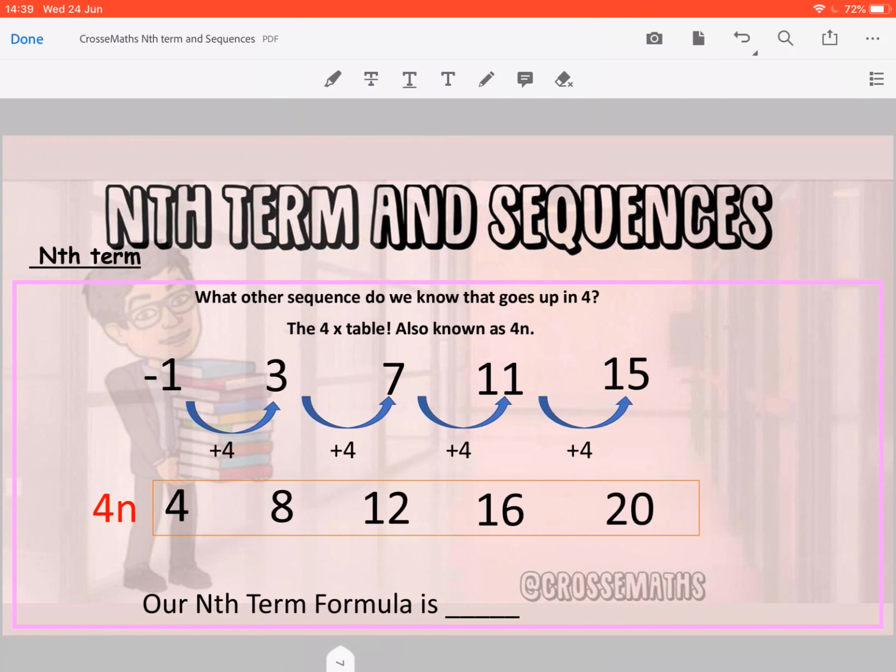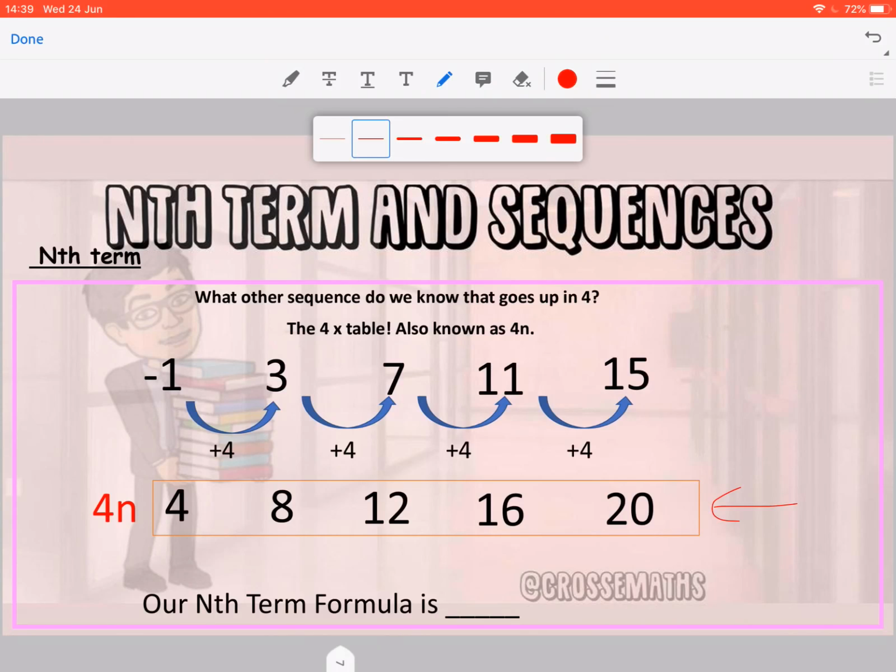Think of another one that adds up 4 each time, it's the 4 times table, and I've written the 4 times table down by here. Now the 4 times table can be written as 4n. Okay, when you're dealing with sequences, the 4 times table can be written as 4n. So I start my nth term equation, because it's going up in 4s, it's going to be something to do with the 4 times table. Then you've got to work out how you get from each of these to there.